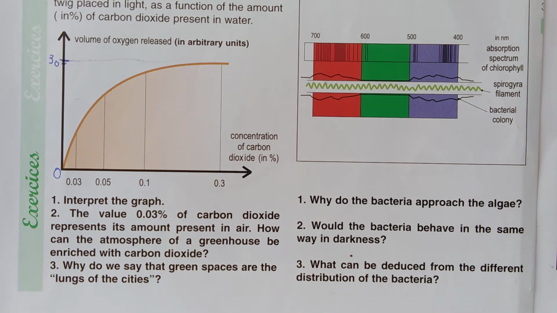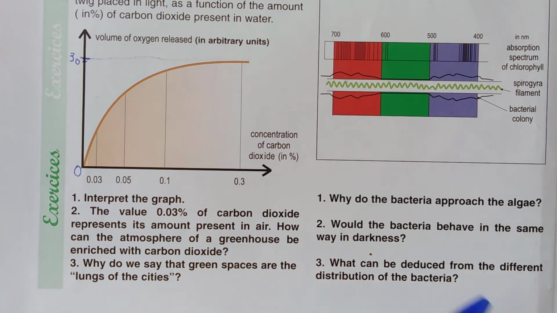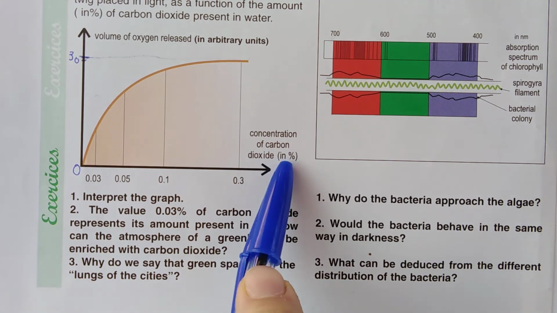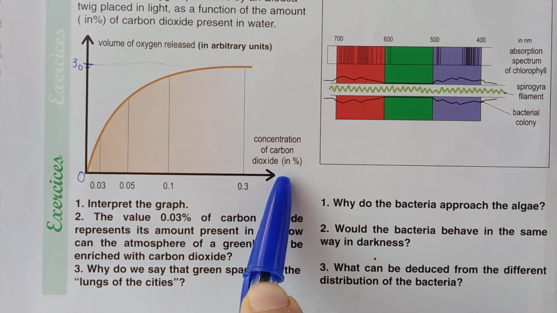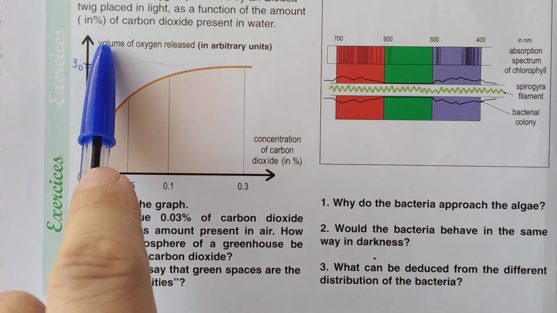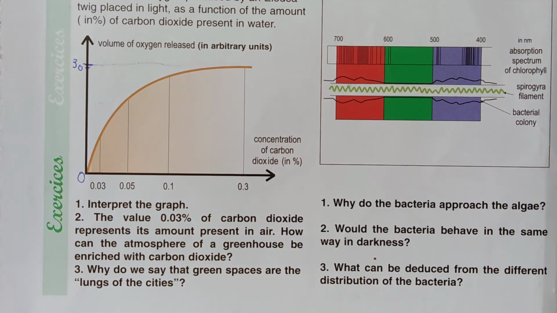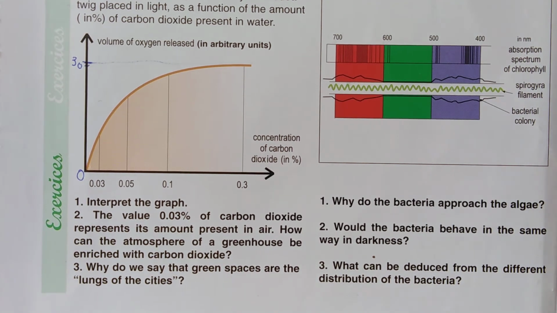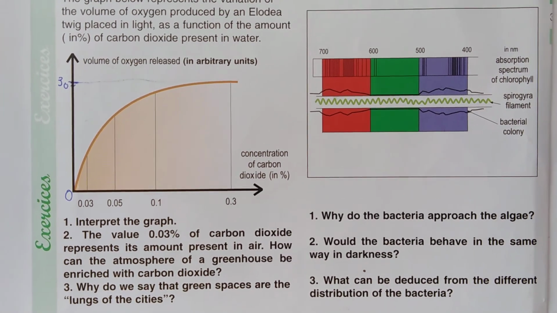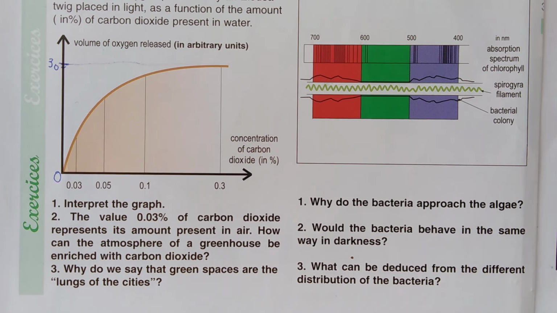This indicates that the higher the concentration of carbon dioxide introduced to a green plant, the higher the volume of oxygen released by this plant. So let's move to a part of critical thinking, which is part 2.